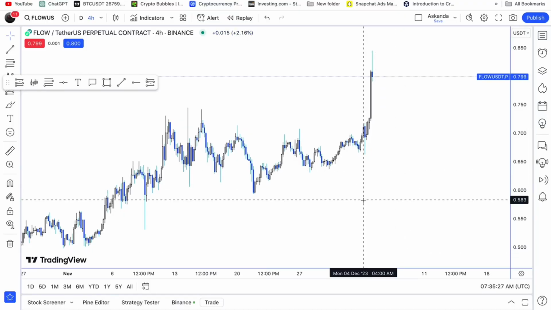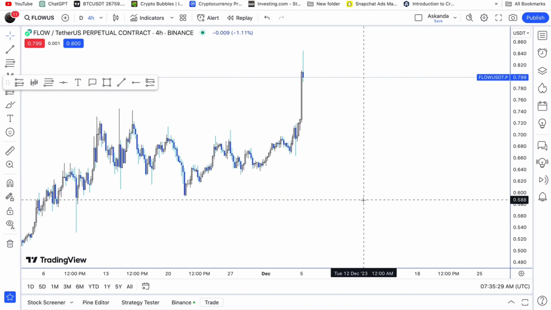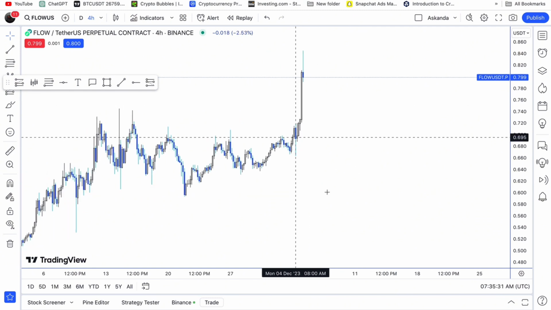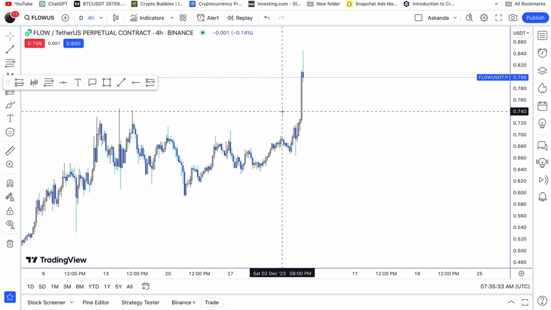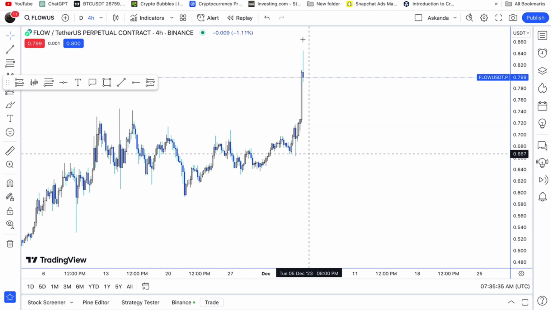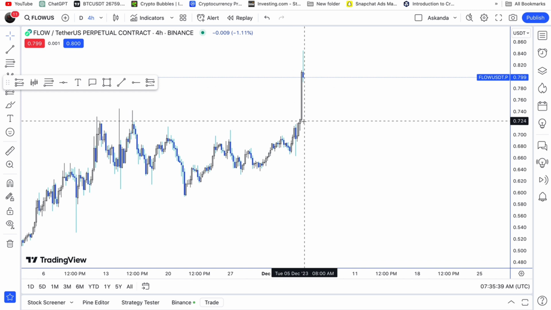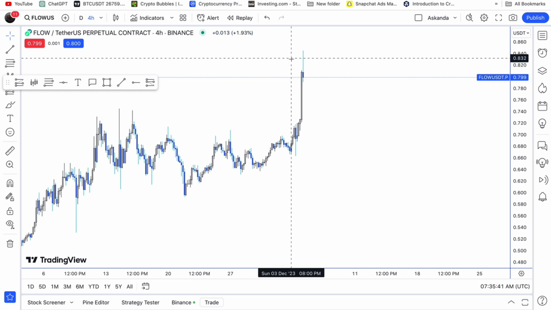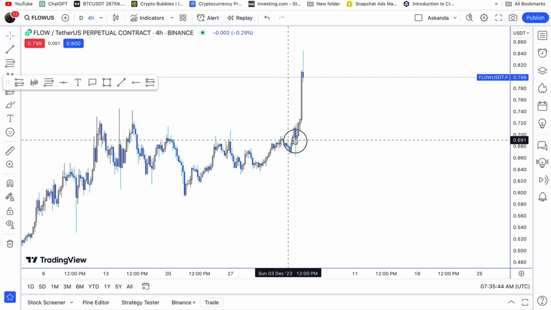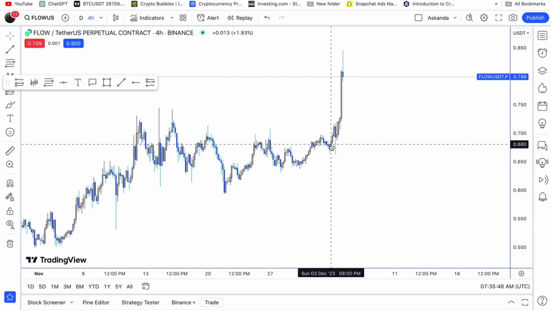Okay, so let's say we have selected FLOW here. It was having a rising wedge. Usually when you have a rising wedge, a falling wedge, the price will move to the upside. So when the price breaks through the resistance zone, it just moves up. I'm sure this was because of panic buying or panic selling.